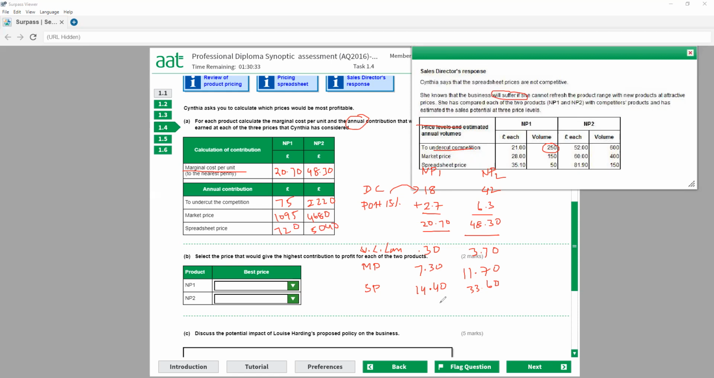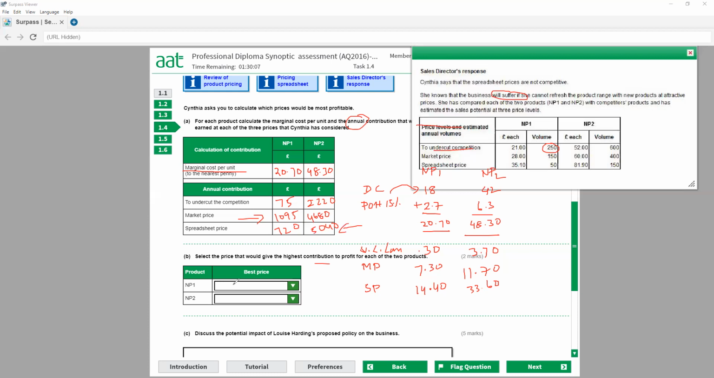So that's how we can see how much is the total contribution for the whole year. Then after that, they said select the price that gives you the highest contribution. So we can see for the NP1, the market price gives me the higher contribution. And for the NP2, the spreadsheet price gives me the higher contribution.